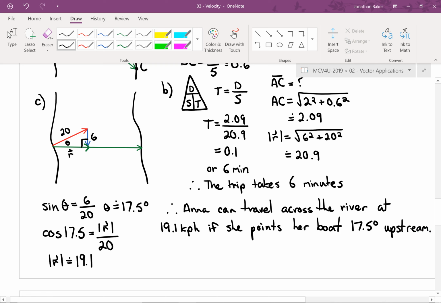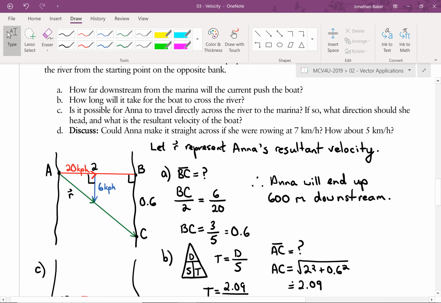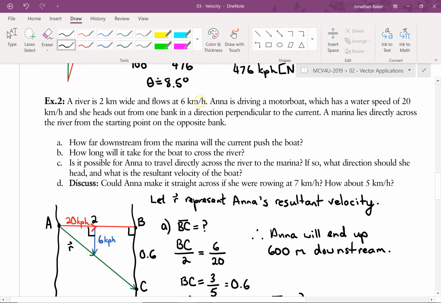Okay, so we've answered C, and let's just finish this lesson here by discussing D. So D says, could Anna make it straight across the river if she were rowing at 7 kilometers an hour? How about at 5 kilometers an hour? Well, notice how we were given 7 kilometers an hour and then 5. This first one is actually a little bit faster than the current, which is flowing at 6 kilometers an hour.